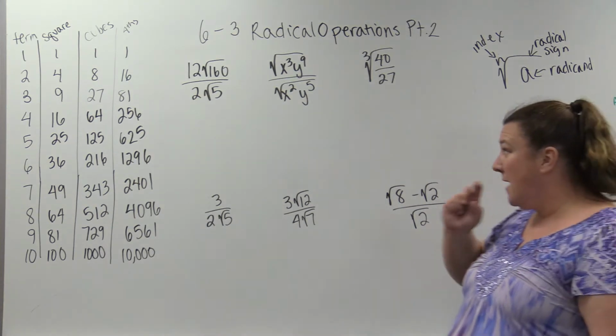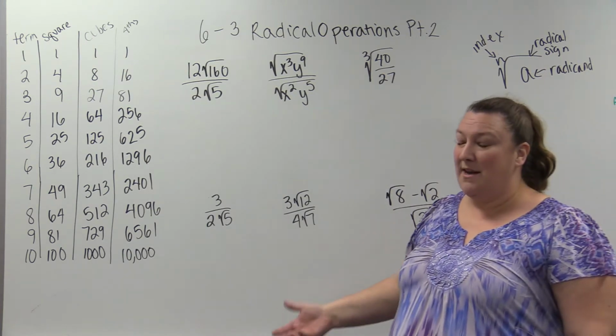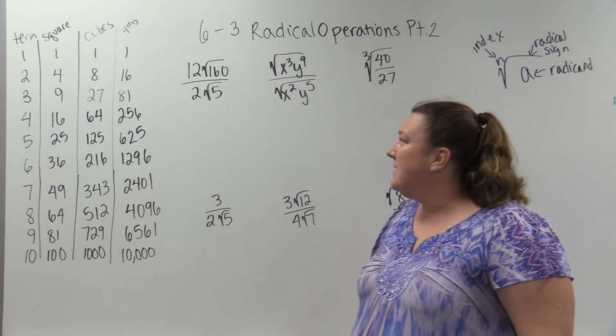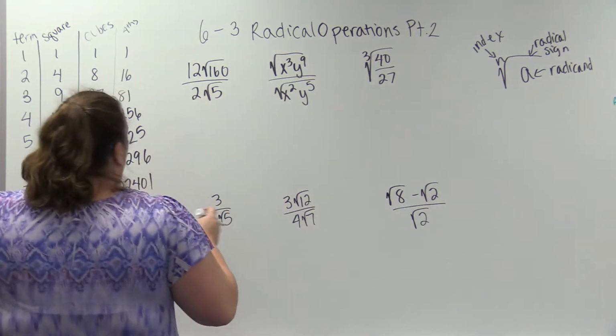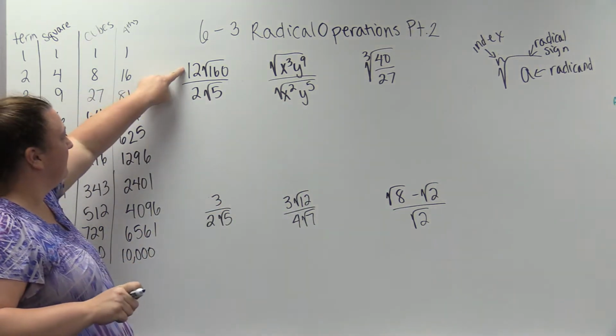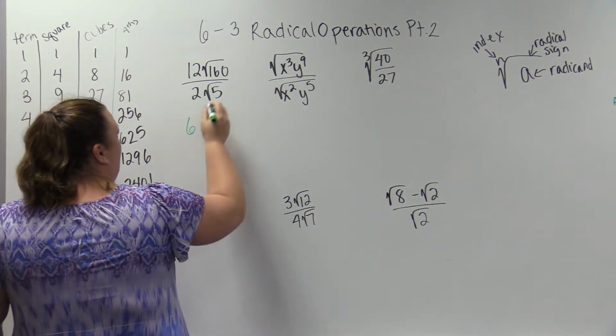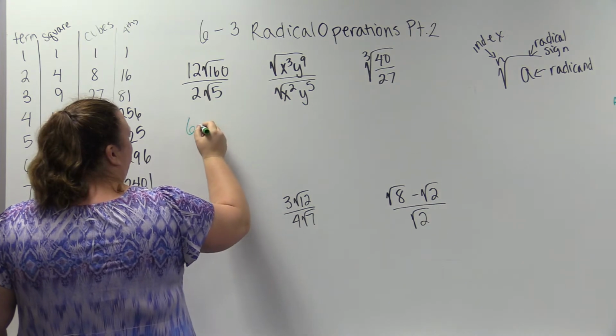So today we're going to talk about rationalizing the denominator and getting those radicals out of the denominator using division. So let's start here. 12 divided by 2 is 6, and 160 divided by 5 is 32.